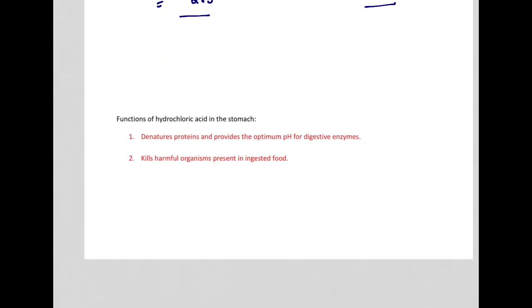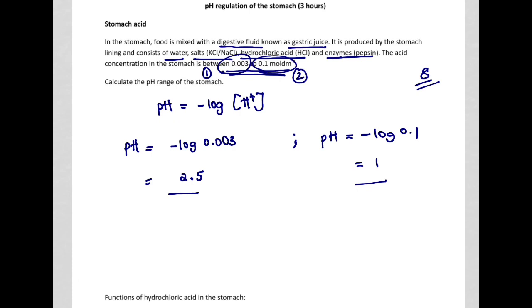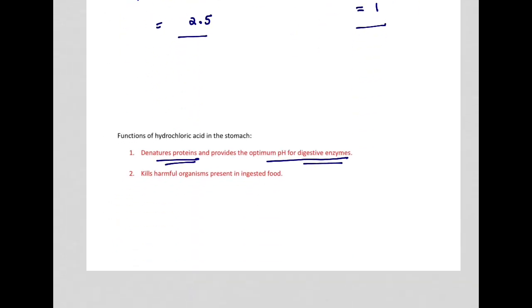Now, the functions of the HCl in the stomach are to denature proteins and provide optimal pH for digestive enzymes. So you have the enzyme pepsin here. So the HCl provides the optimum pH, and it also kills harmful organisms present in the ingested food. Now, excess stomach acid will cause health effects such as indigestion, gastritis, heartburn, and stomach ulcers. You have to remember these issues.